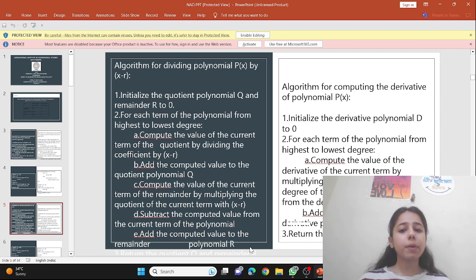ठीक है, अब अपन एल्गोरिथम देखते हैं कंप्यूटिंग द डेरिवेटिव ऑफ पॉलिनोमियल px. First step is to initialize the derivative polynomial d to 0. Then second step is to, for each term of the polynomial from highest to lowest degree, compute the value of the derivative of the current term by multiplying the coefficient with the degree of the term and subtracting 1 from the degree. Second step is to add the computed value to the derivative polynomial d. Third, return the derivative polynomial d.